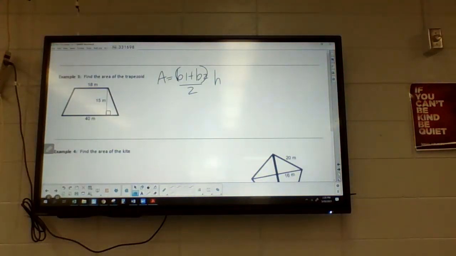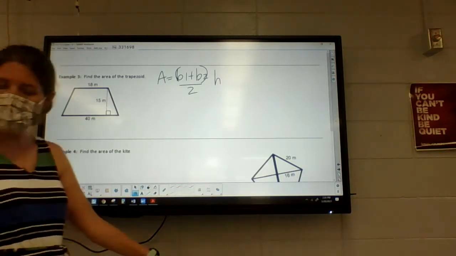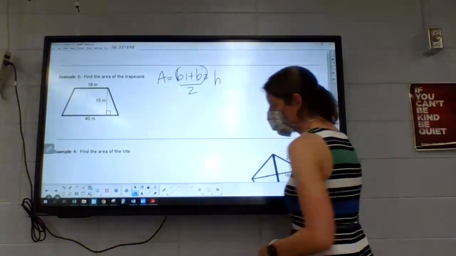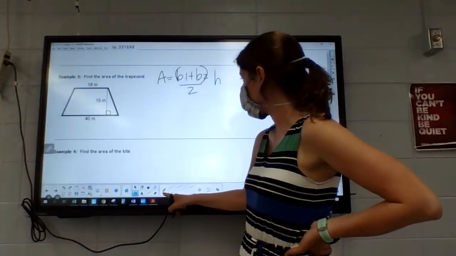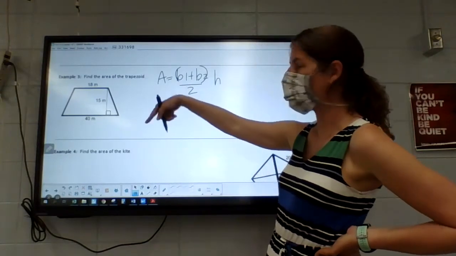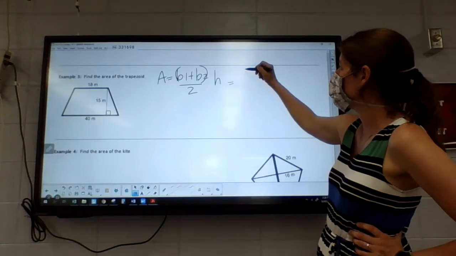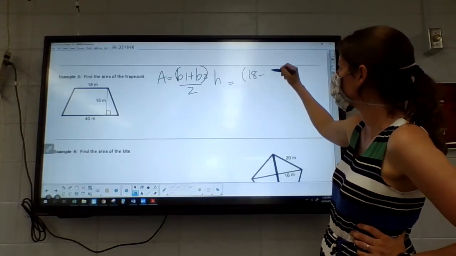What is B1 and B2? Mackenzie, what did you get for B1 and B2? 18 and 40. Yeah, so the bases are on the top and the bottom there of our parallelogram. So the 18 and 40 get added together.